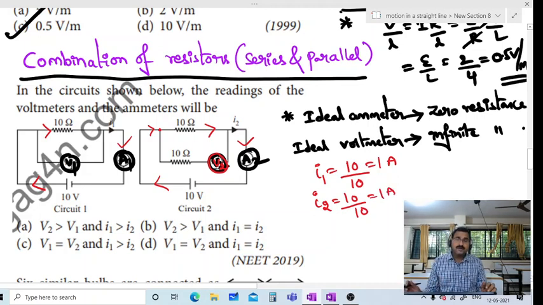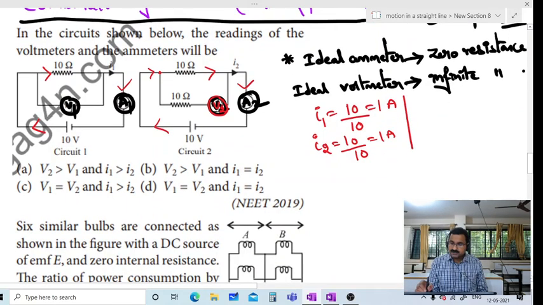Because the voltmeter offers infinite resistance, how will the current flow there? So current will not flow through this 10 ohm as well as V2. Now coming to the first case again, I1 is equal to I2, which we got in both the cases, that is 1 ampere. Both are equal. Then what about voltages?